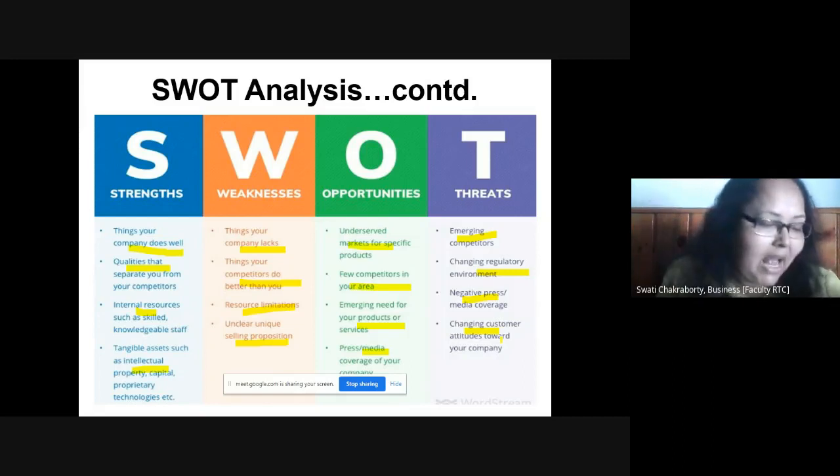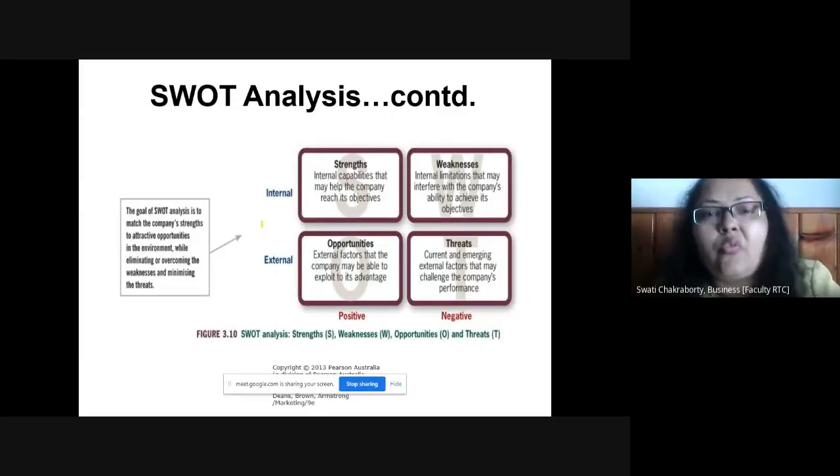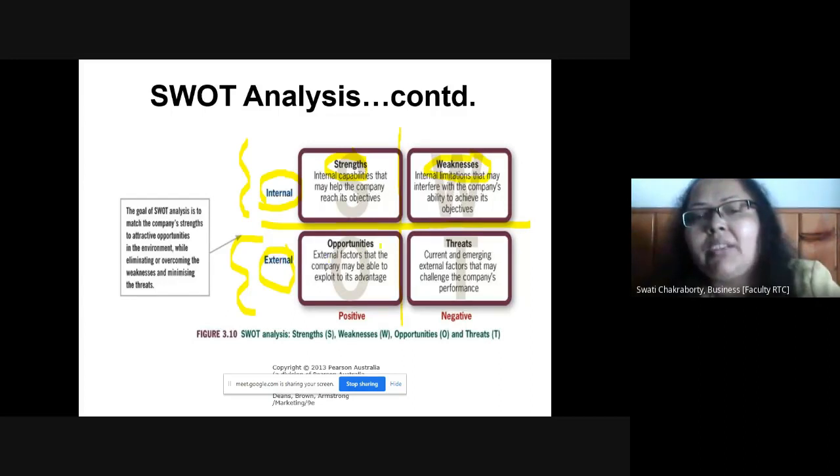Now, how do we actually do a SWOT? We draw, and I want all of you to write this down, a 4-quadrant diagram. The top part of the quadrant is the internal environment. The bottom part is the external environment. The internal environment is again divided into strengths and weaknesses. The bottom part, the external environment, is opportunities and threats.